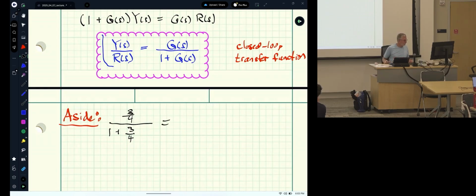They're not being very talkative in the class. Anybody online want to just tell me what I do to reduce that to one integer over another? It's too easy. You don't want to say it. Come on.